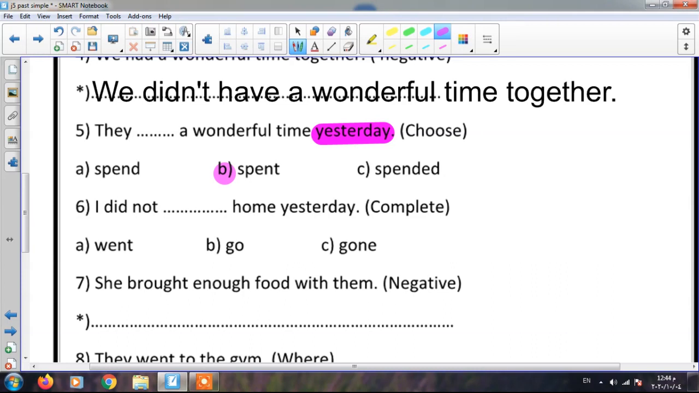The next one. I didn't dots home yesterday. So what do I have here? Did not. So that means the verb after them must be infinitive. Excellent. So went, go, or gone. Very good. It's go.